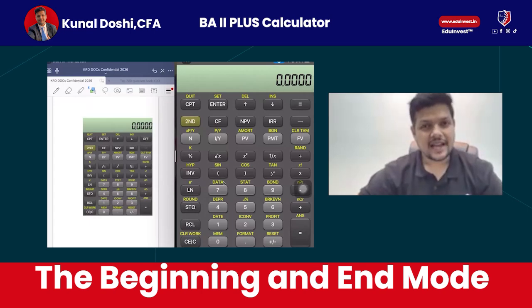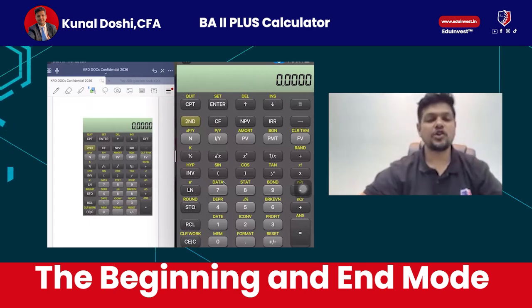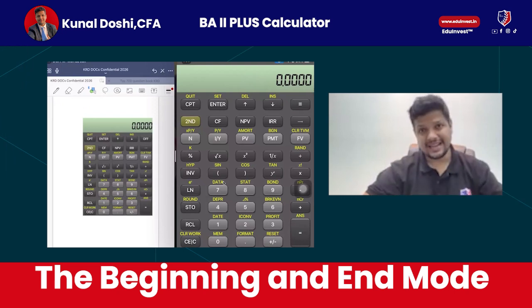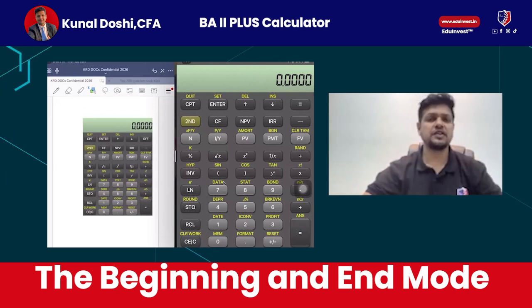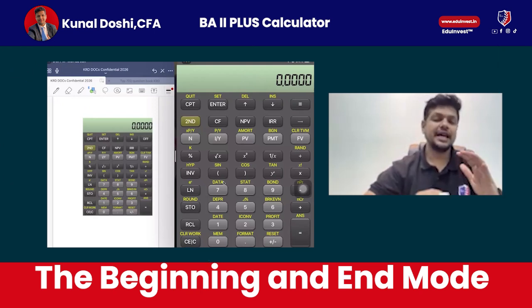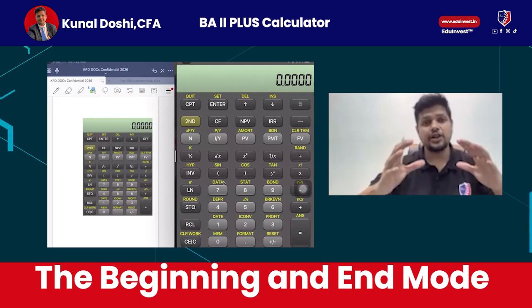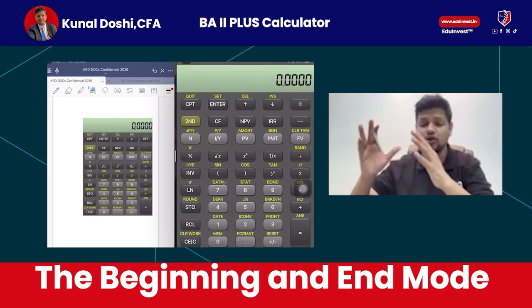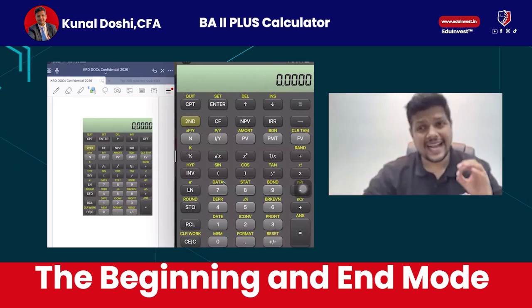Now let us understand a very interesting mode in your calculator, that is the beginning and end mode. When you put up the cash flows, whether you use the annuity or the cash flow function, naturally by default all the cash flows are assumed to be at the end of the period. Now this is what the calculator is set up for. So naturally your calculator is always set at end mode.